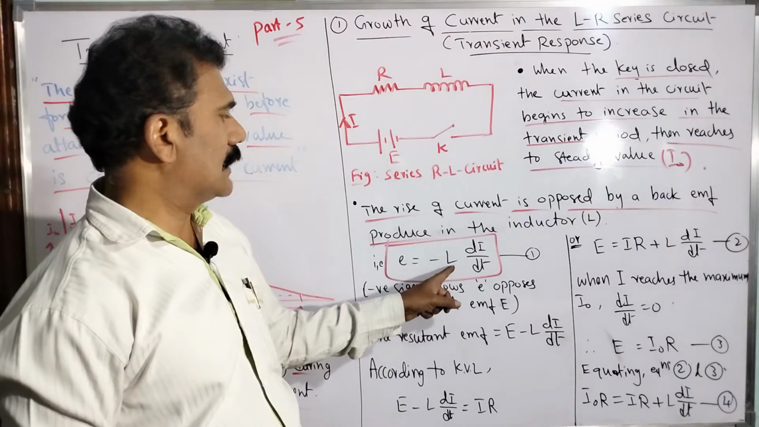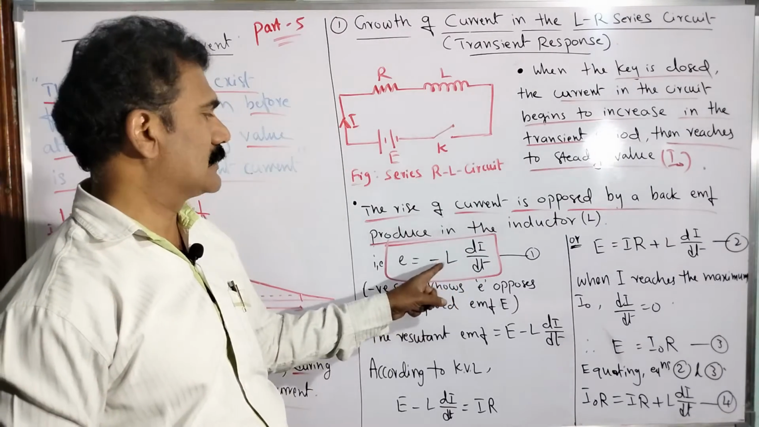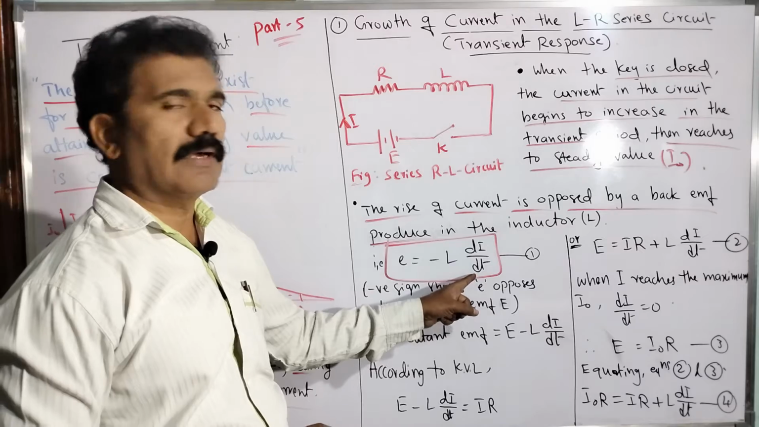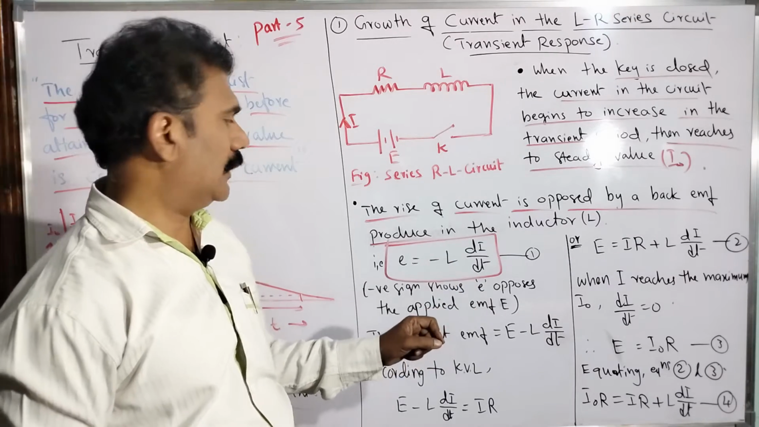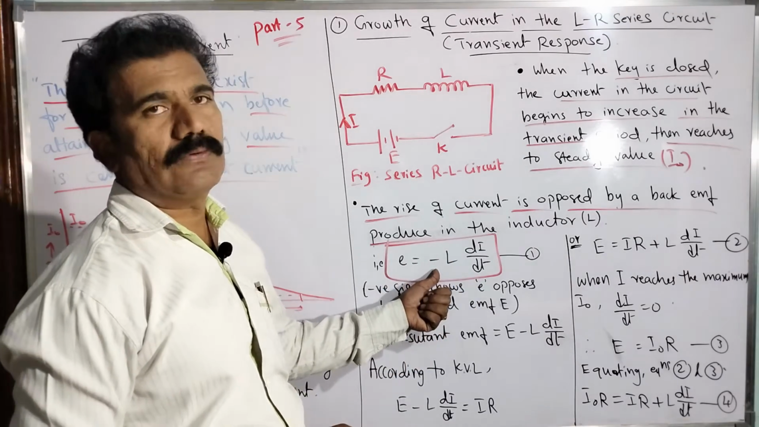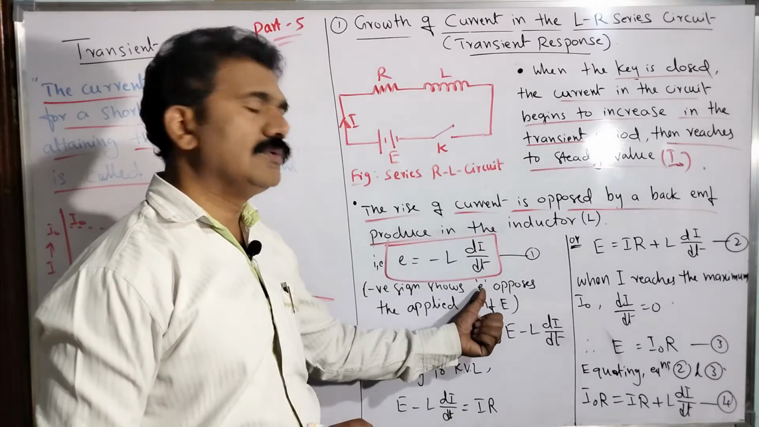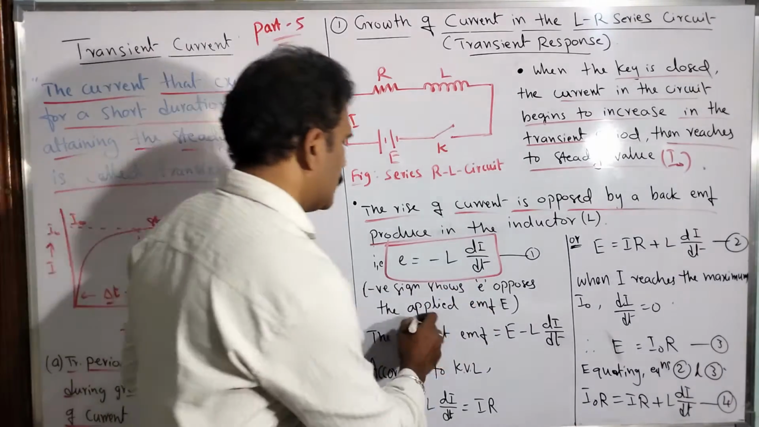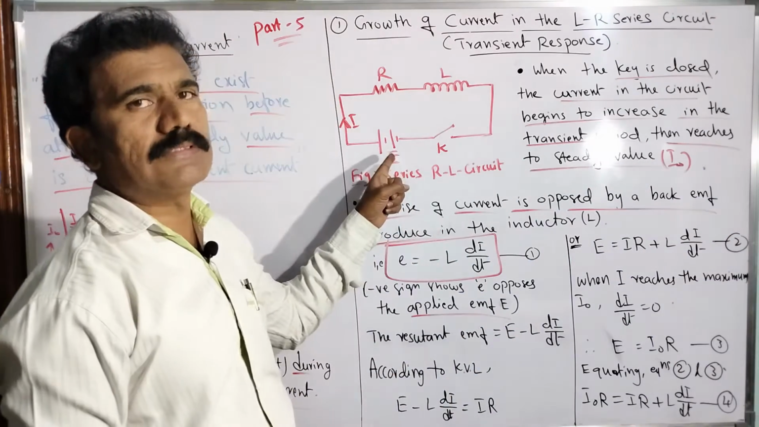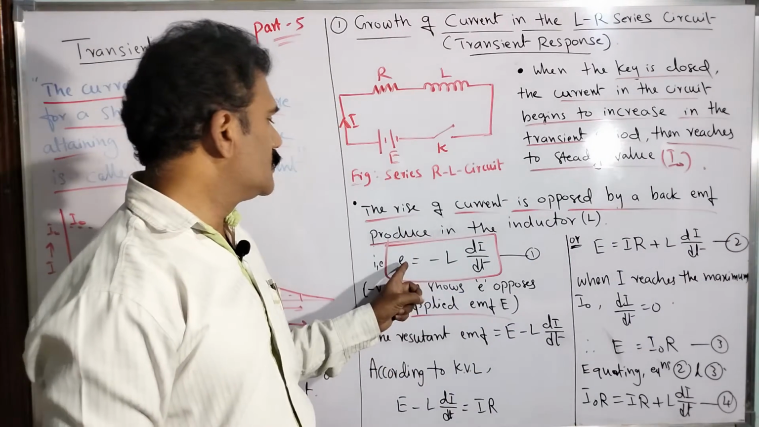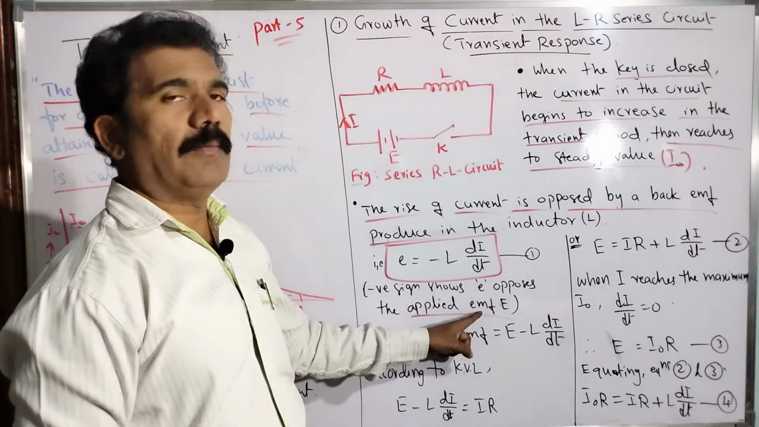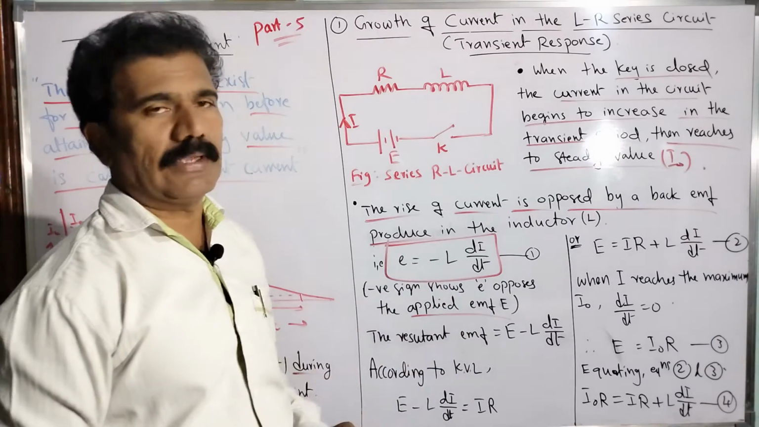So minus L, L is the inductance value, into the rate of change of current, di by dt. There is a negative sign here. What does this negative sign indicate? The negative sign shows that the induced EMF opposes the applied EMF. The applied EMF is capital E here. So the induced EMF is opposing the applied EMF, and hence we have a negative sign.